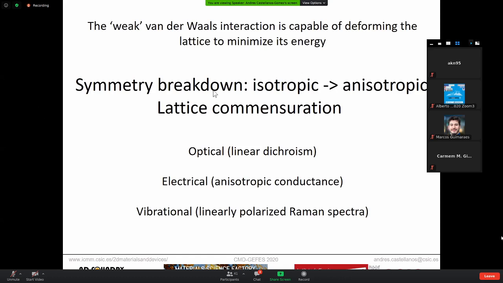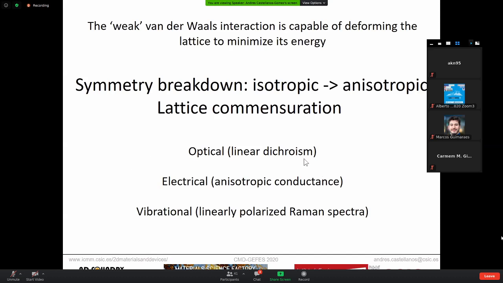So we pass from a layer that, in theory, neglecting the interlayer interaction, should be isotropic in plane, and we convert this layer into an anisotropic system in order to get these two lattices into the commensuration regime. And we have seen how this little change in the position of the atoms is strong enough to induce a lot of anisotropy in the system, optical anisotropy.